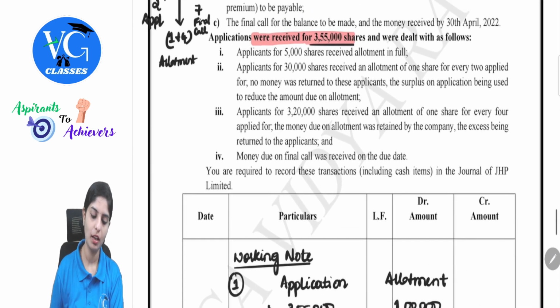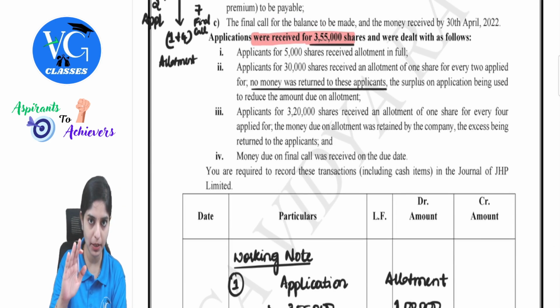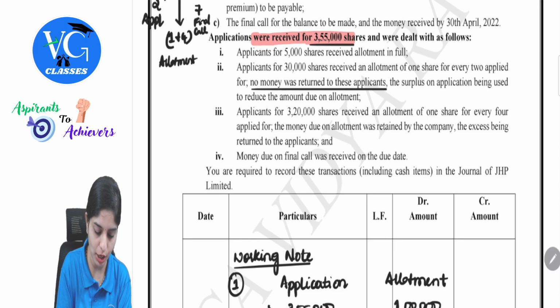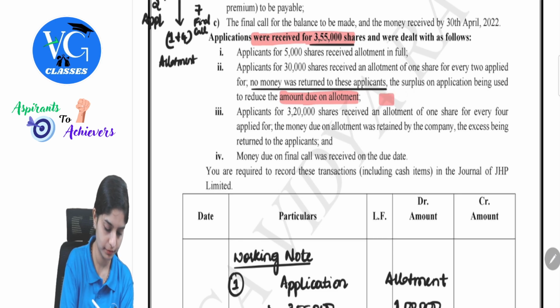Next, no money was returned to these applicants. That means they have received extra, but they are not returning any money to these applicants. Further, the surplus on application is being used to reduce the amount due on allotment. So this is nothing but a pro rata scenario. This is a pro rata done.